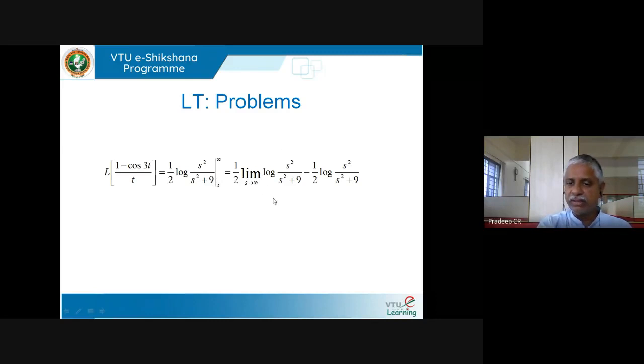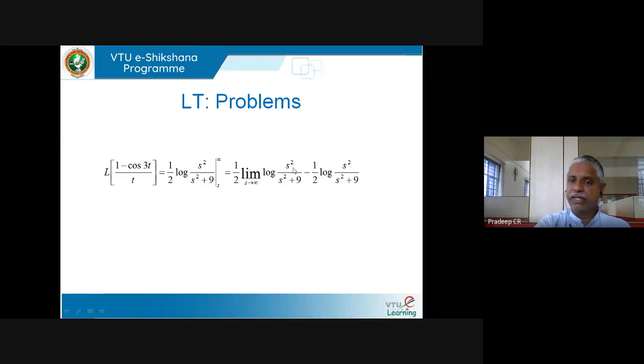Now how to evaluate this? I have already shown you one similar example, not quadratic, but a degree 1 expression. This is also very similar to that. Basically, what do you do? Yes, how do you evaluate this limit?